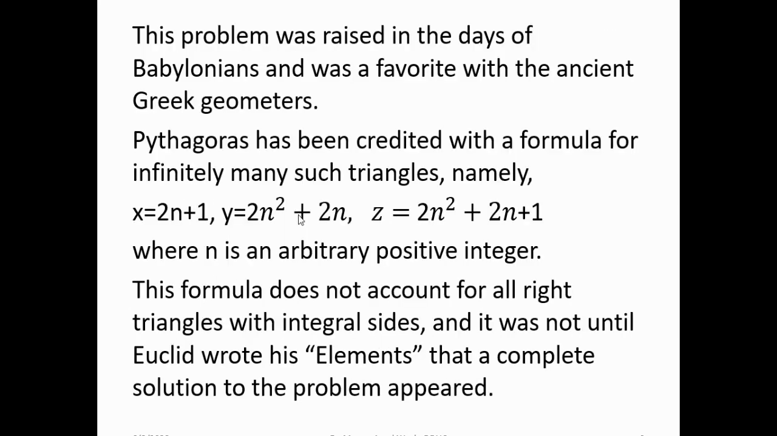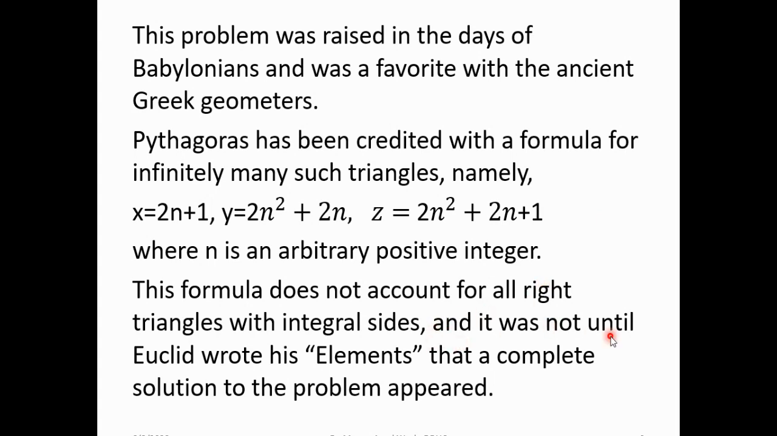So this problem was raised in the days of the Babylonians and was a favorite with the ancient Greek geometers. Pythagoras has been credited with a formula for infinitely many such triangles. He gave this general value of x, y, and z. So if we substitute values of n, then we get infinitely many such triangles. So x is 2n plus 1, y is equal to 2n square plus 2n, and z is equal to 2n square plus 2n plus 1, where n is an arbitrary positive integer.